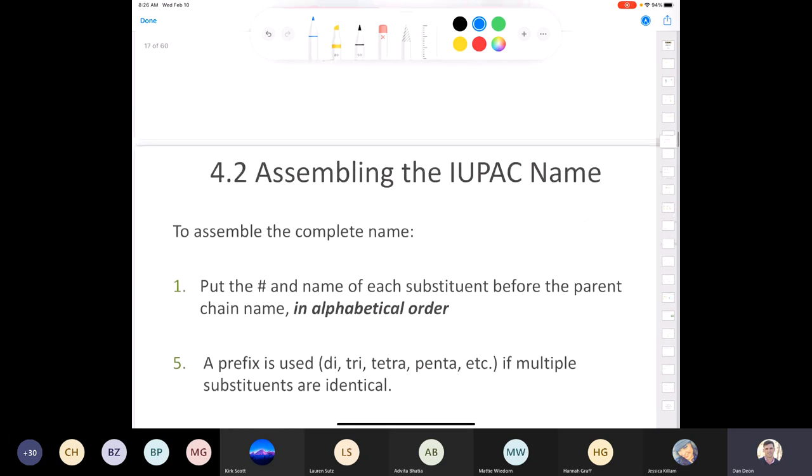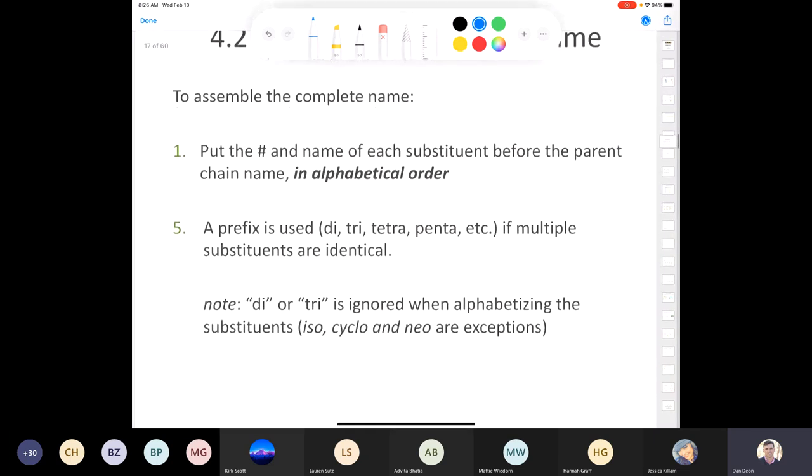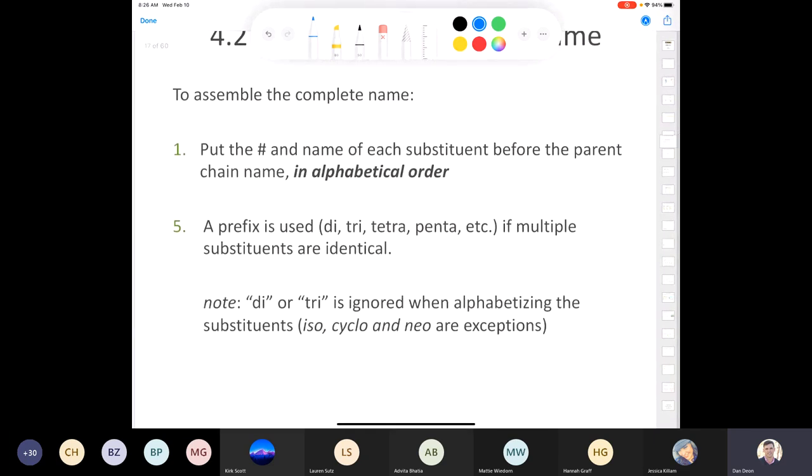Okay, so if we look at a summary, to complete the whole name, you put the number and the name of each substituent before the parent chain. You do it in alphabetical order. I want to talk about this alphabetical order for just a second, okay? It says a prefix is used if multiple substituents are identical. Now, in terms of this, I don't know how we went from number 1 to number 5. That happened. That escalated quickly. Anyhow, so rule number 2.